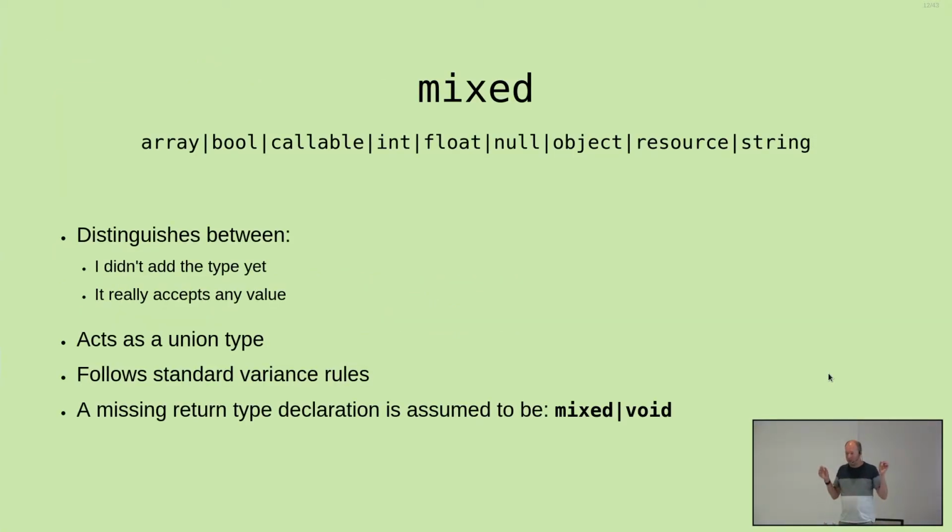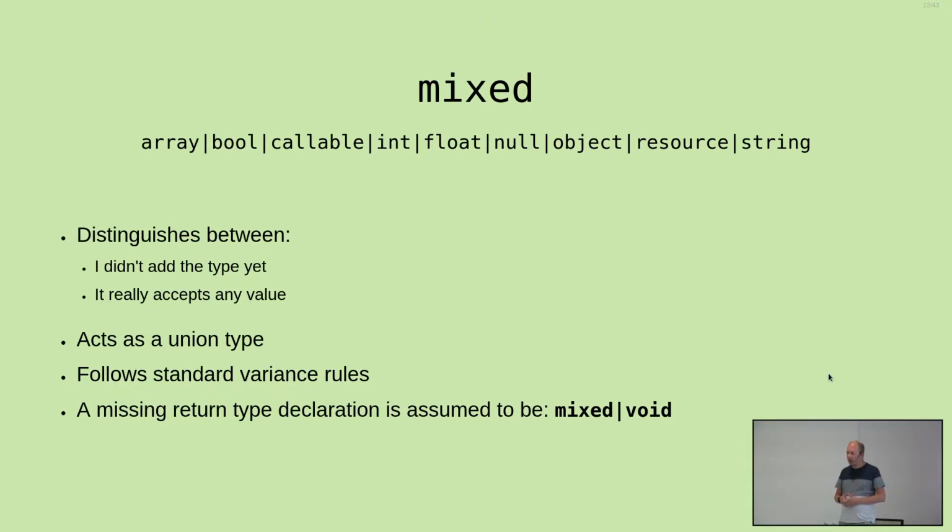Now, back to some of the union types, it's actually gotten more complicated than just a single one. We actually introduced a mixed type that is a union of array or bool or callable or int or basically all of them except for void.